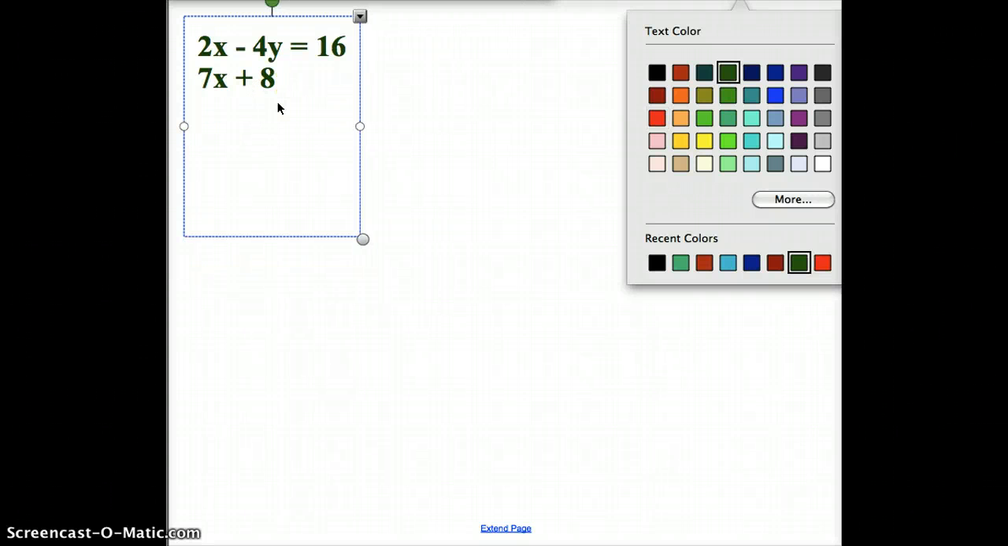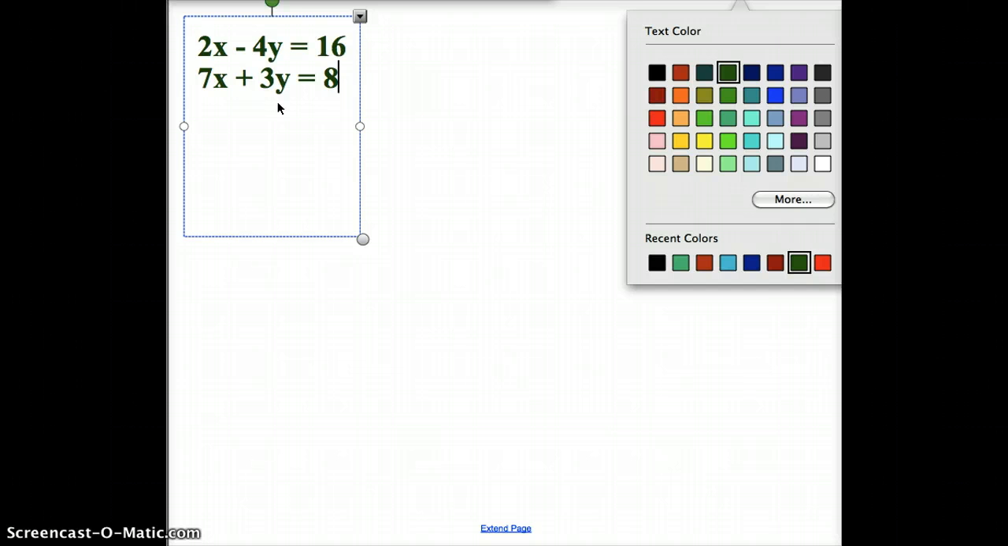Which brings us to my last example. What if it's not so clear like that? So again, let's say this is 7x, and this time it's plus 3y equals 8 on the bottom. We've got 2x minus 4y equals 16 on the top. This one doesn't work out quite so nicely.